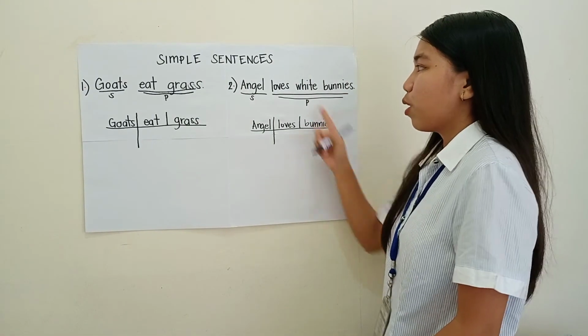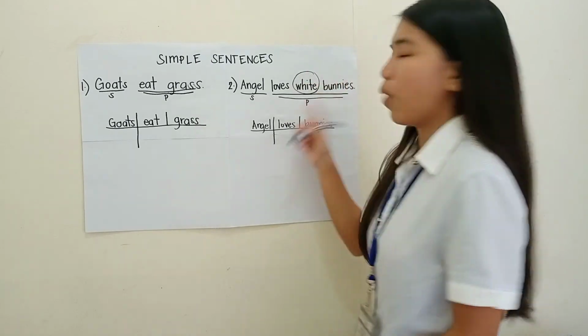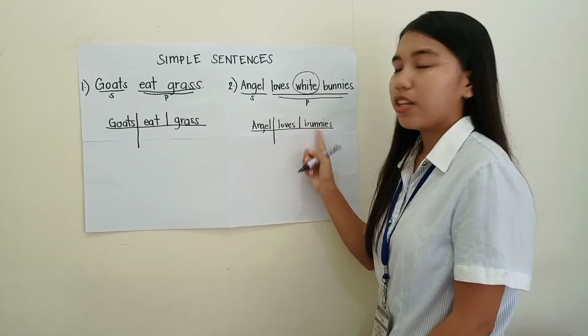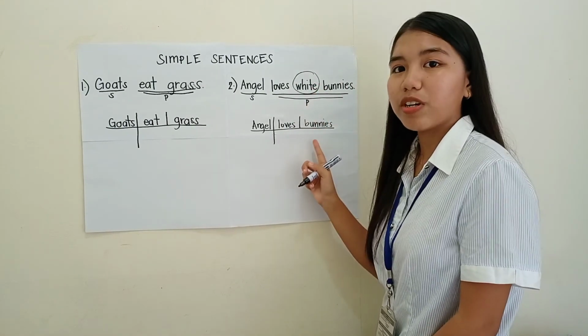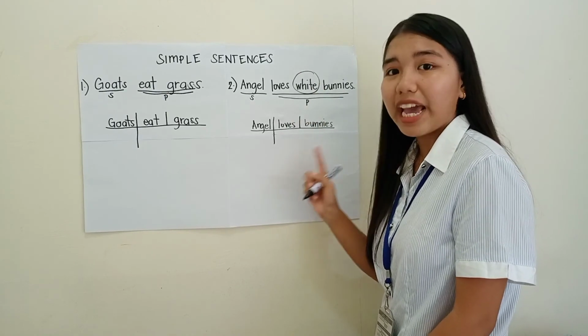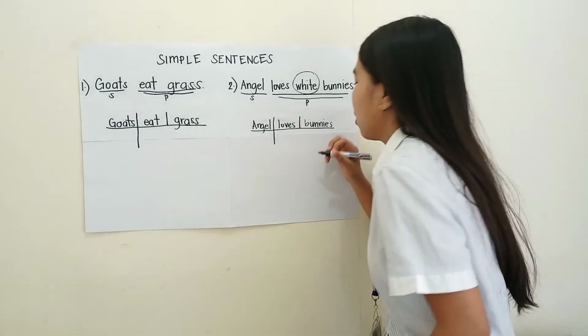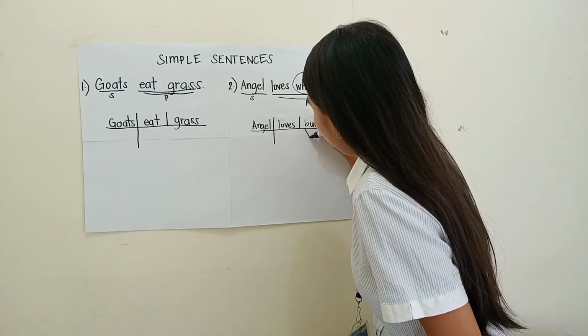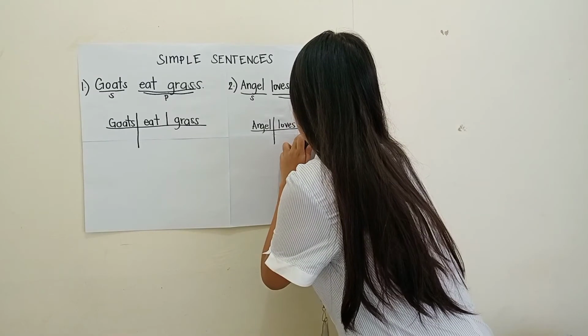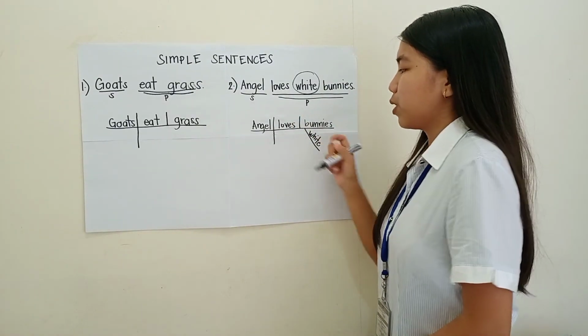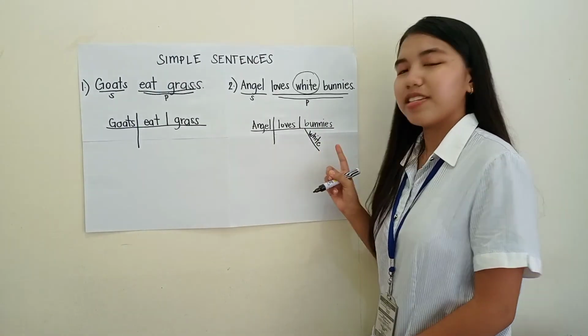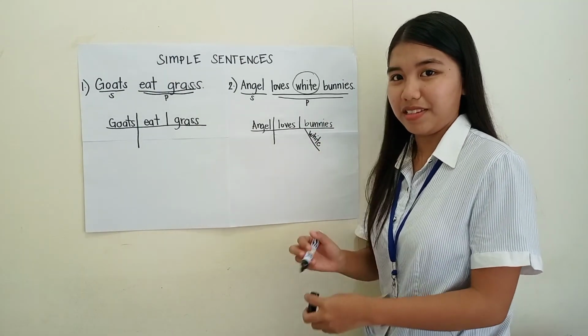After writing this, we have here the word white. We should put the word white under bunnies because it modifies what kind of bunnies Angel loves. So we should put a slanted line here and we write white. So, Angel loves white bunnies. This is how to diagram simple sentences.